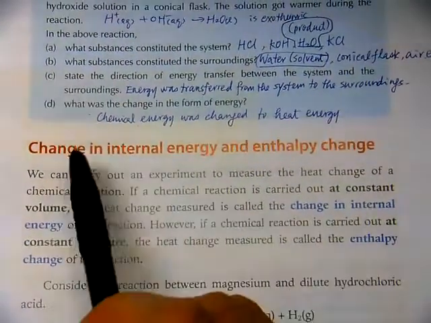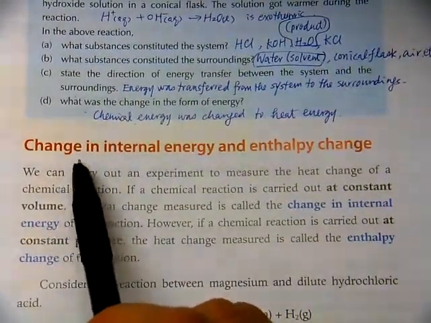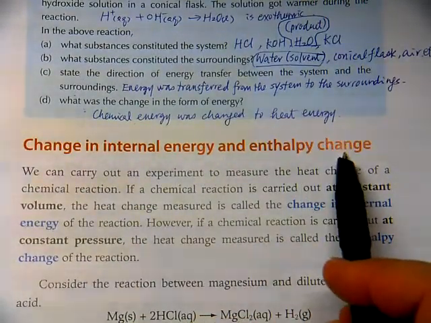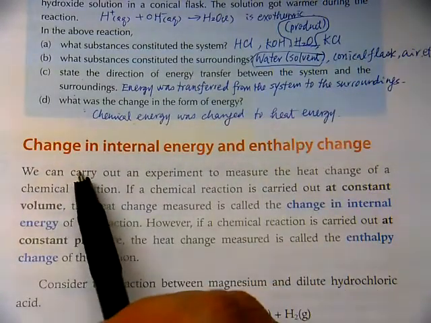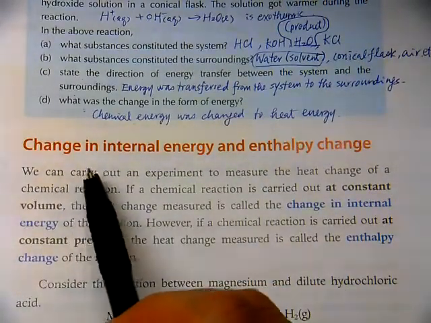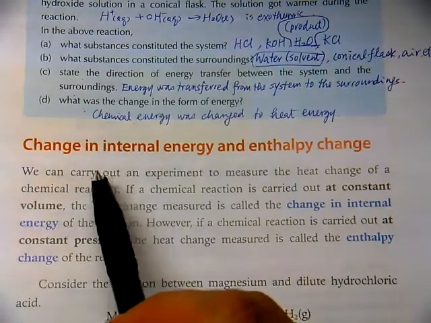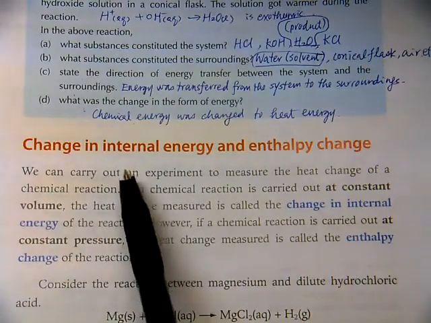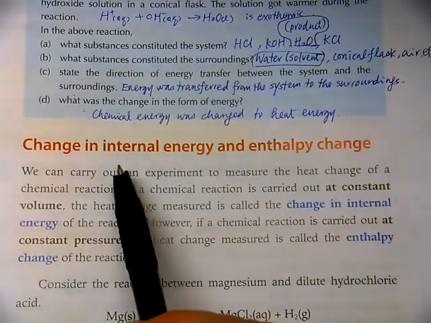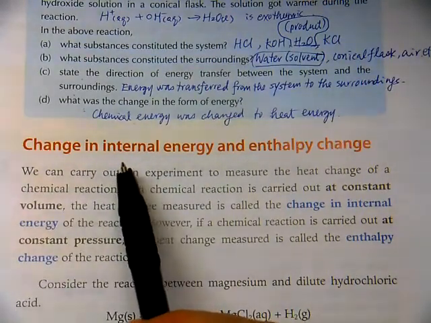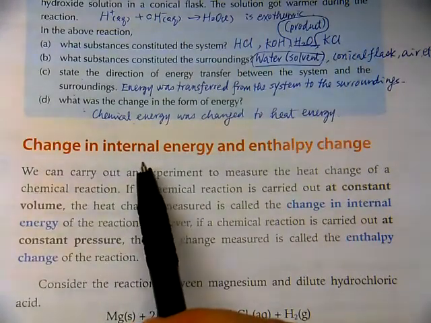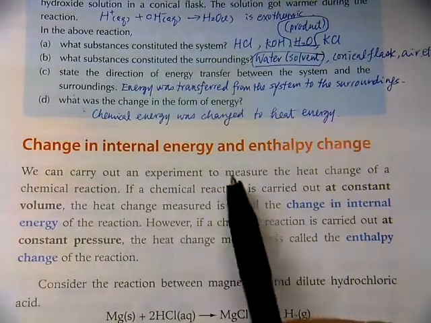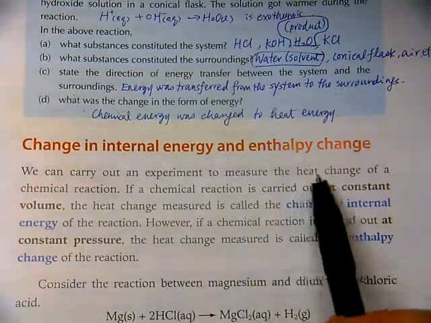Now, let's move on to the next part. It's about the change in internal energy and enthalpy change. Now, in chemical reactions, it involves temperature change. If the reaction is exothermic, temperature increases. If the reaction is endothermic, there will be a drop in temperature. In other words, in chemistry, we always measure heat change.